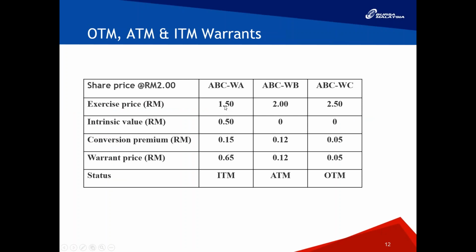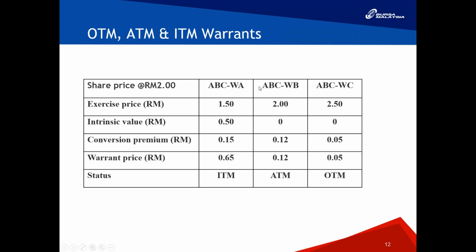Now, assuming that ABC has 2 other warrants, warrant B and warrant C. Warrant B has an exercise price of 2 ringgit, and warrant C has an exercise price of 2 ringgit 50 cents.